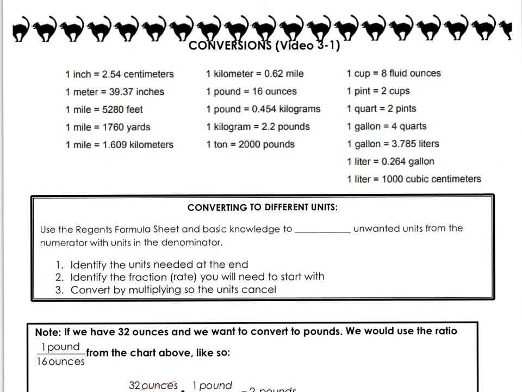So converting to different units, we use the Regions Formula sheet and basic knowledge to cancel our unwanted units from the numerator with the units in the denominator. So you'll need to identify the units that are needed at the end, identify the fraction or rate that we needed to start off with, and then convert by multiplying so the units cancel.